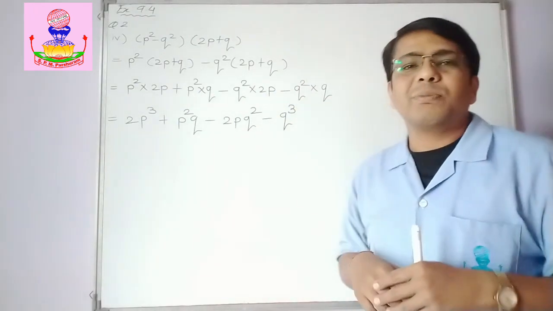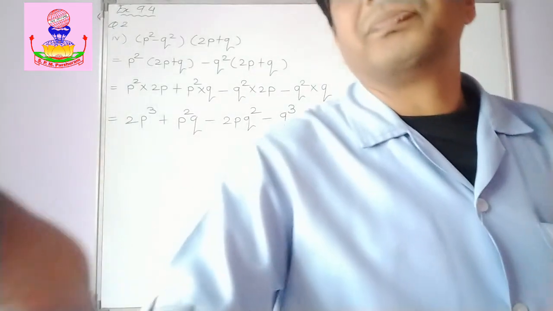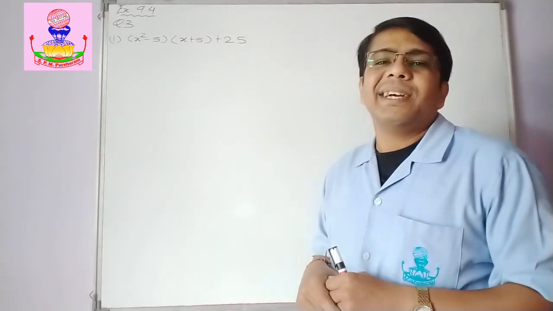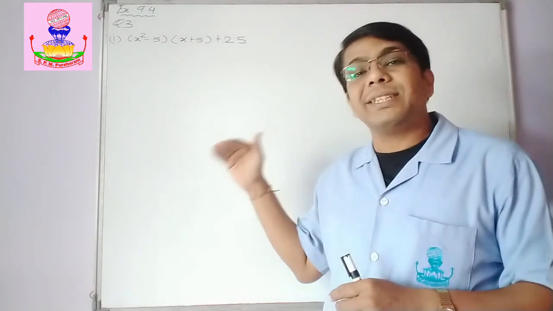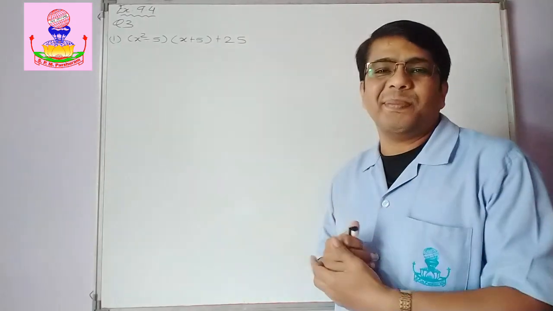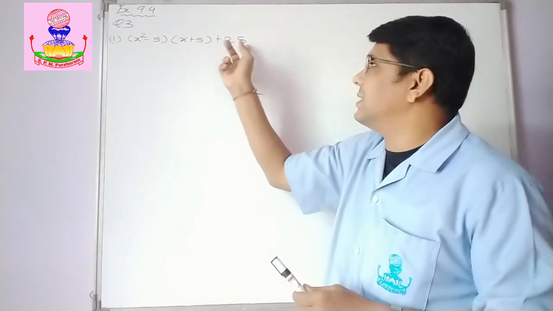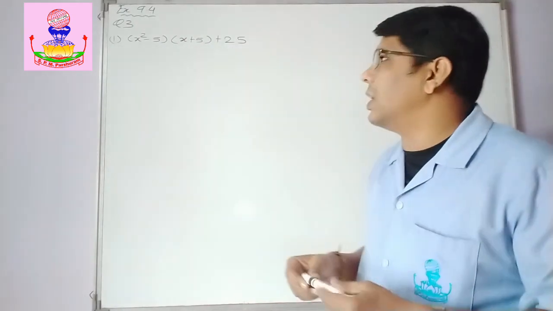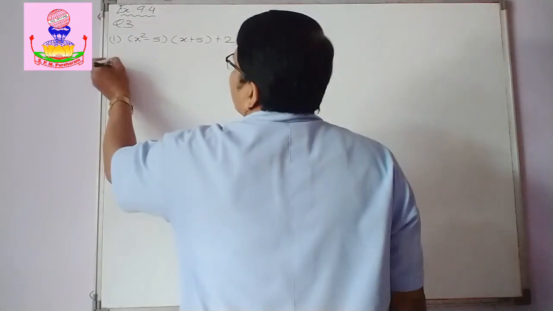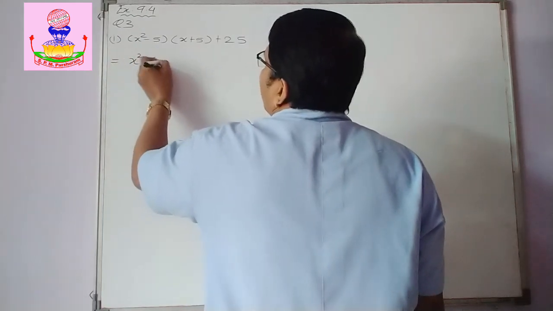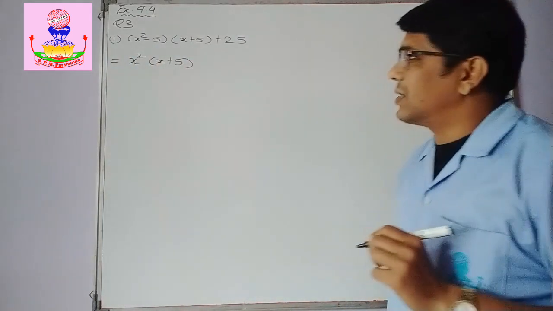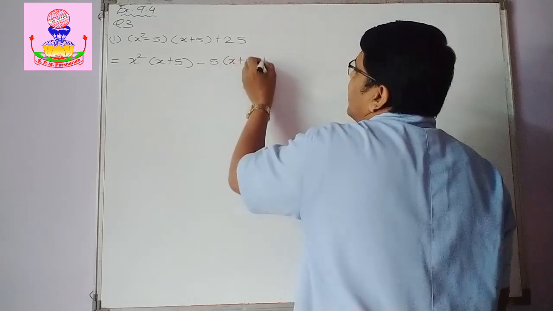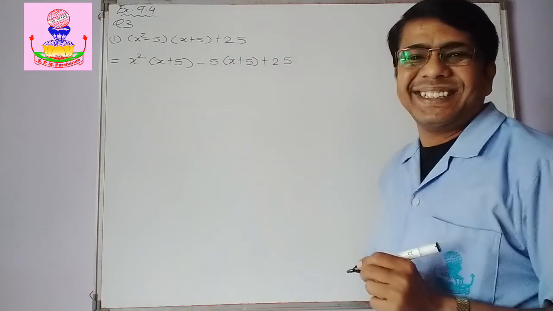Okay. So now let us move to question number 3. Now question 3 is simplify. Okay. So we have to go till the last possible step. Okay, now here, this is multiplication, here it is addition. So we know this, multiplication of a binomial by a binomial. So we have learned it. Okay, so what to do? Open the brackets of the first term and multiply it by the second bracket. So x square into x plus 5, minus 5 into x plus 5, plus 25, right?